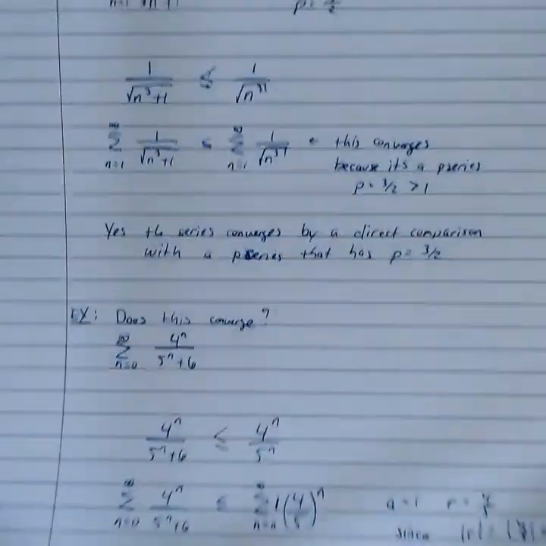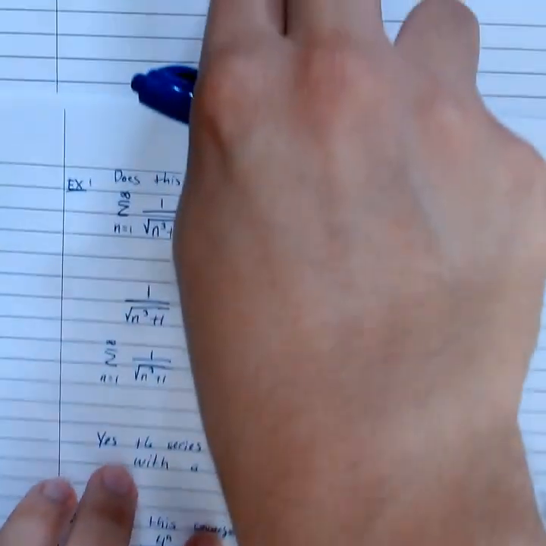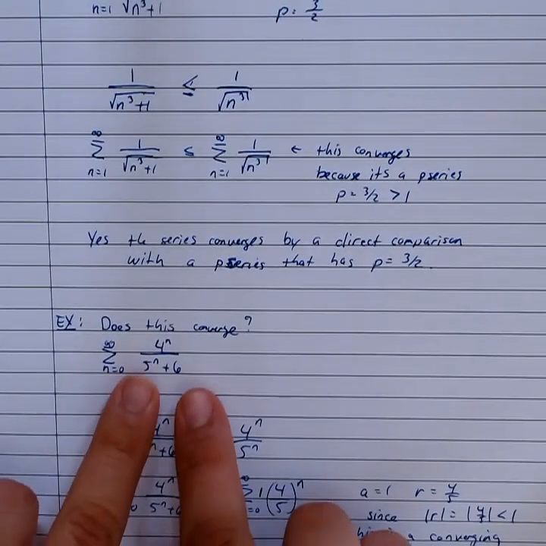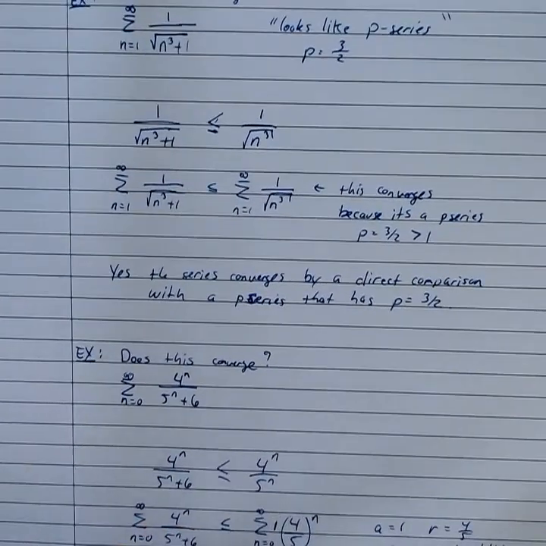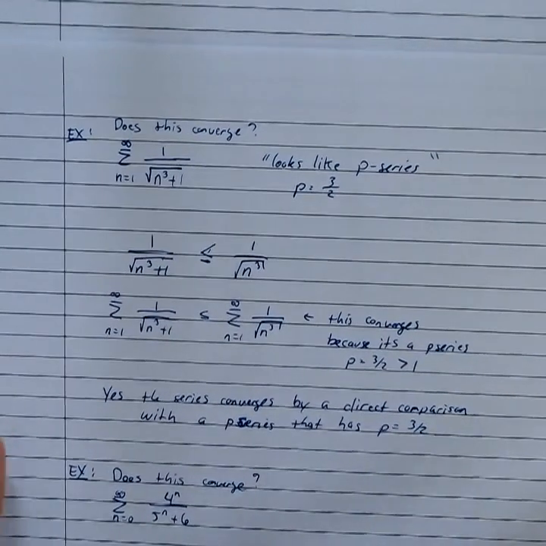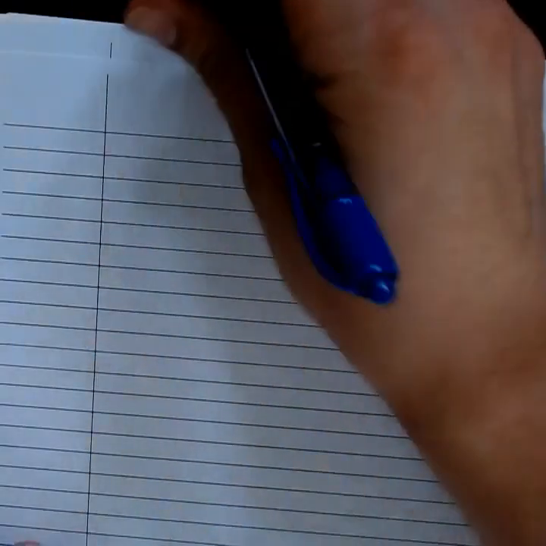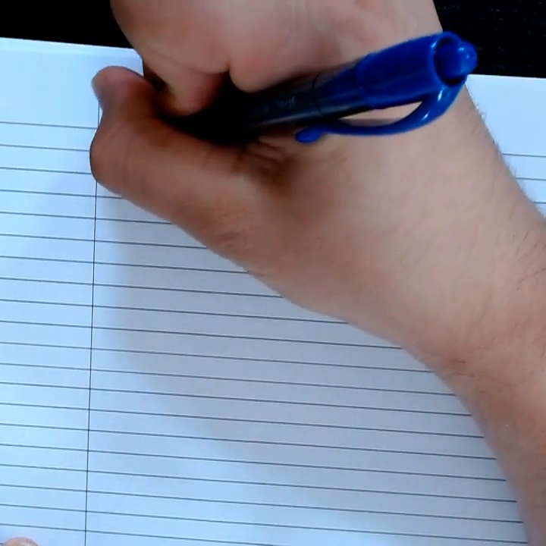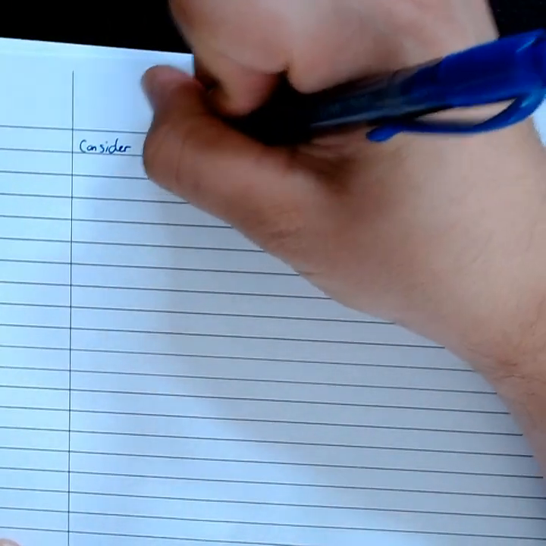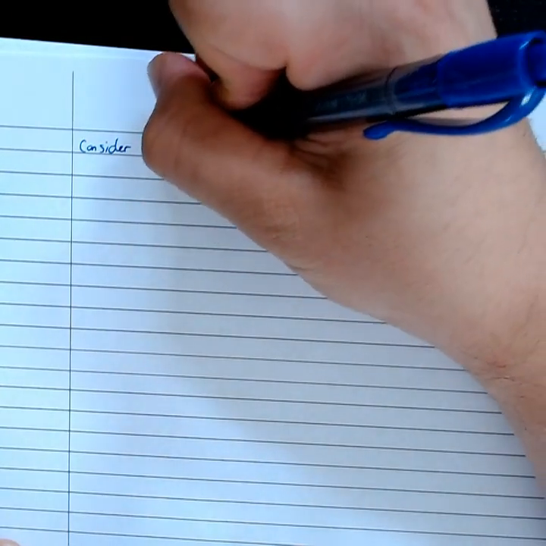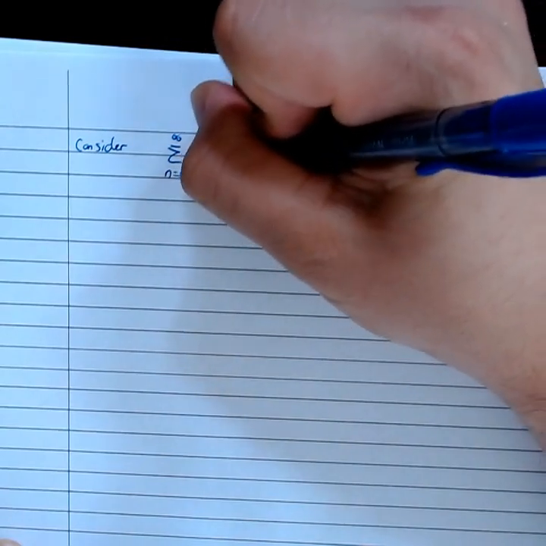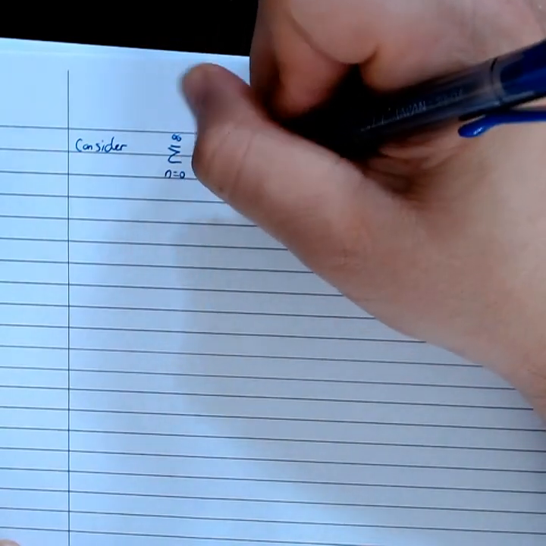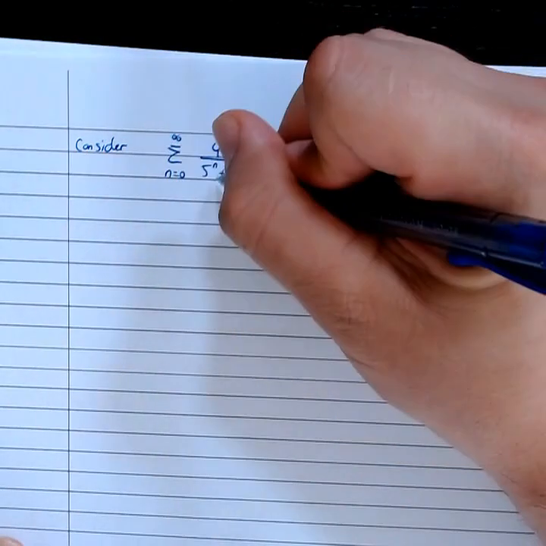Notice, we're going to do one more example. And in fact, I'm going to take this same example here, and I'm going to change it ever so slightly. And by changing it ever so slightly, we'll realize that we have to be very careful with this direct comparison test. So consider the series, n goes from 0 to infinity of 4 to the power n over 5 to the power n plus 6. But now instead of saying plus, let me go ahead and make this a minus.